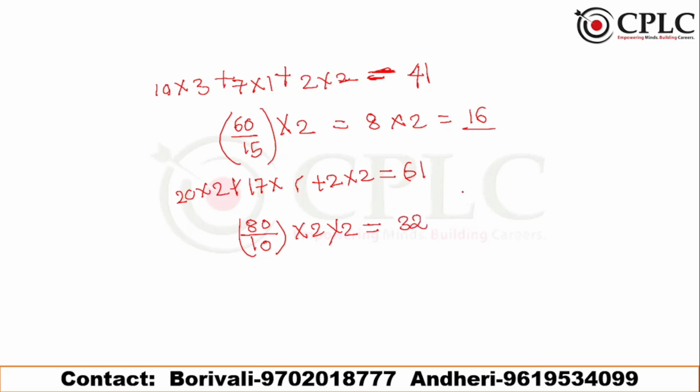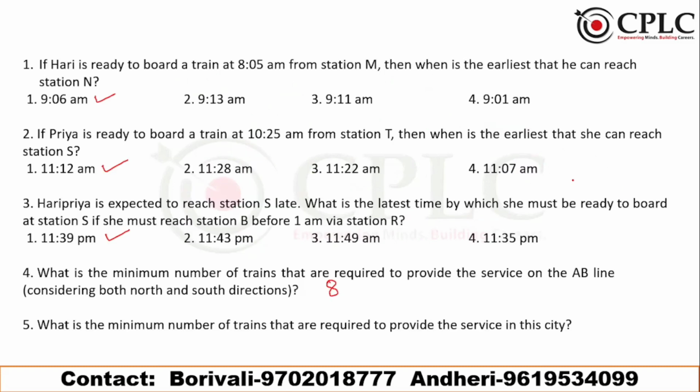So for the north-south direction there are total 16 trains that are required, and for the east-west direction there are total 32 trains that are required to operate in all. So obviously the total number of trains that are required, combining both these answers, is going to be 48. So that's the answer for the last question. Answer is 48.